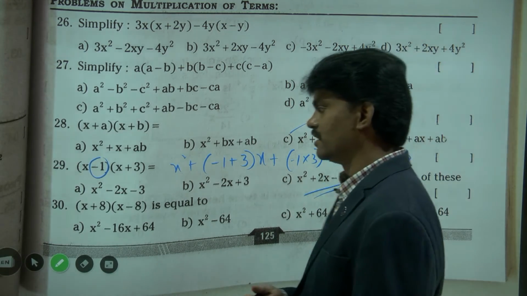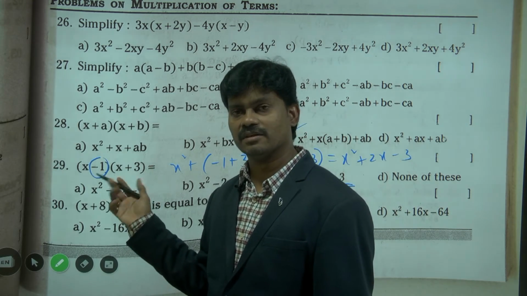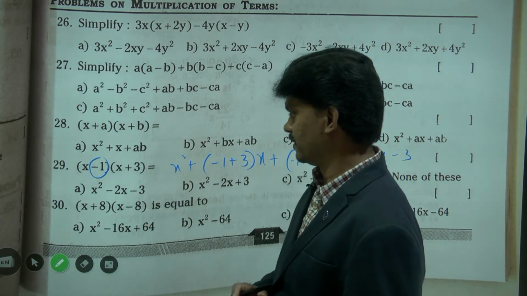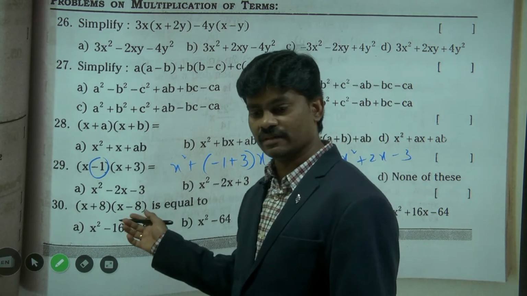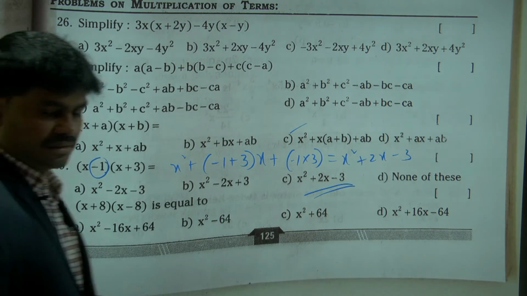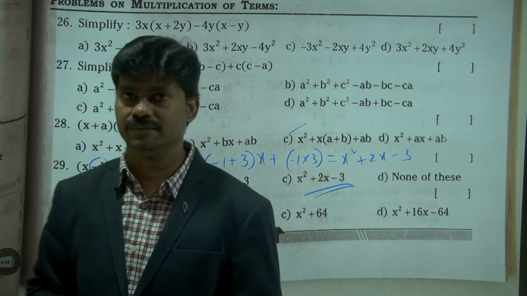Or else if you would like to multiply in the first binomial, first term into second expression, and second term into second expression, that is also correct. Or you can use the formula. Here also we have the identity. So which identity we use here? Let's check.